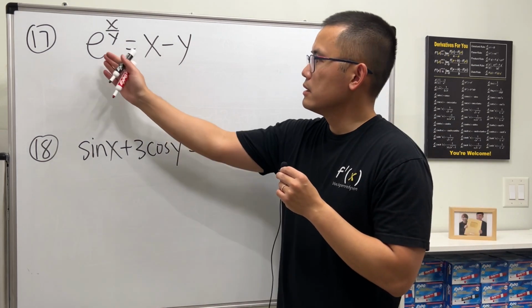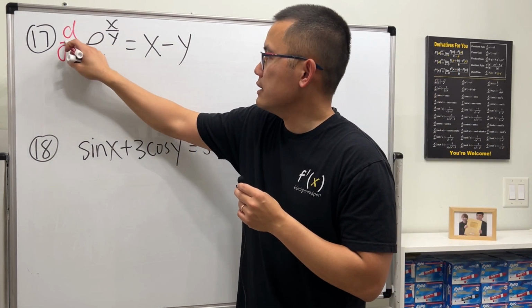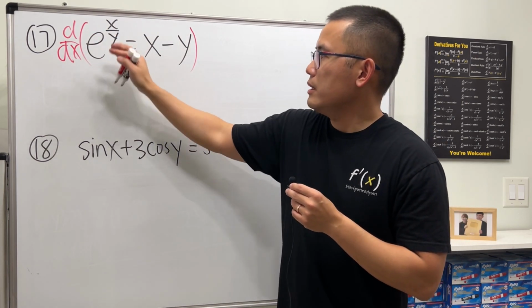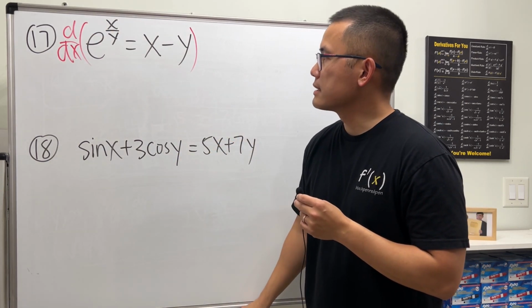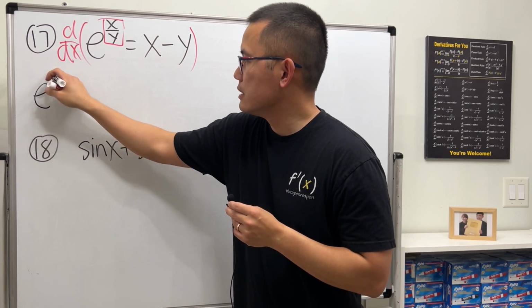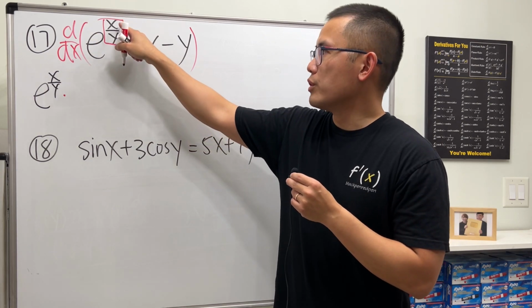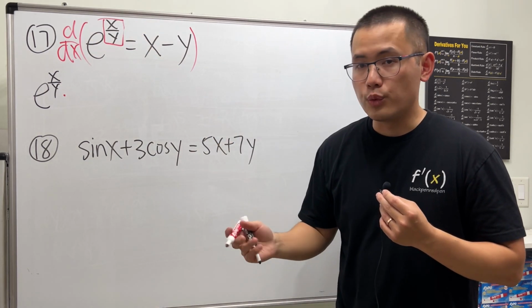Number 17, here we need the implicit differentiation. So let's go ahead and put d dx. Here we have e to a box. So we get e to the box first, and then we multiply by the derivative of the box. The derivative of x over y, we will need to use the quotient rule.